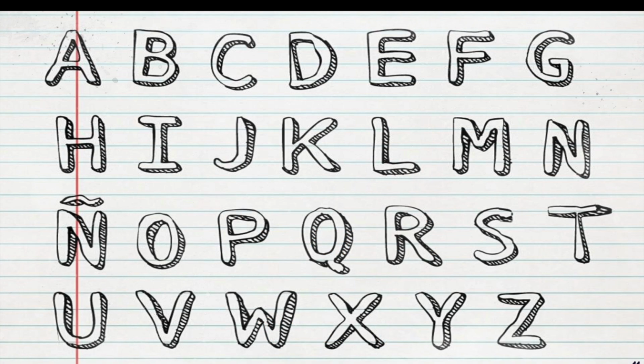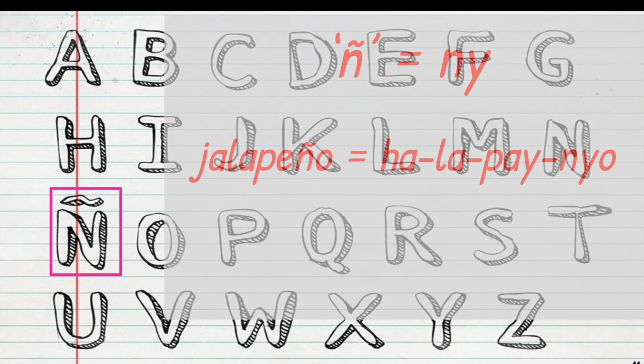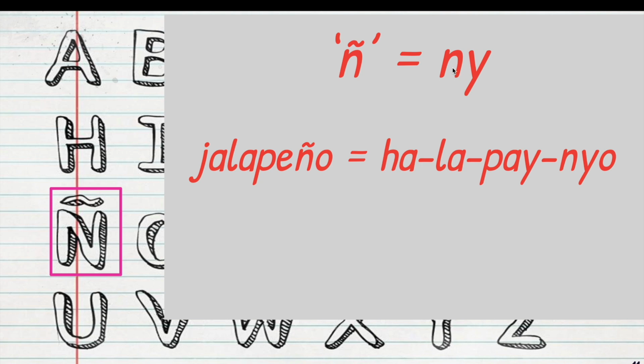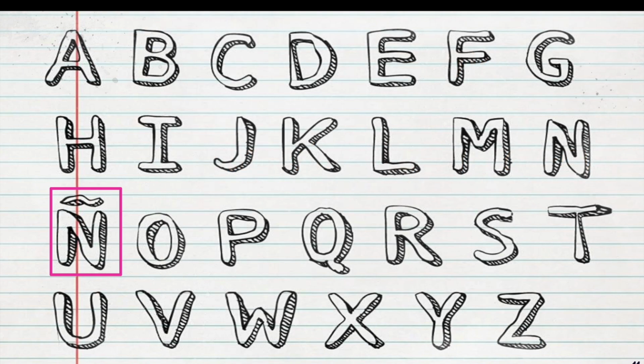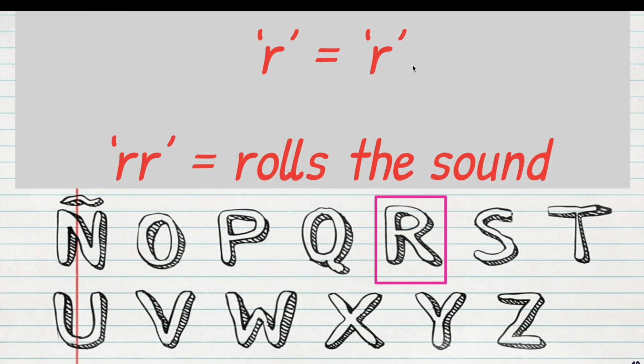Y ahora, ¿cuál es? Oh, la letra ñ. Esta letra hace ña. It's nasal. Jalapeño. ¿Ok? ¿Dónde está? Ok, el R solo es igual, pero cuando es doble R es el R.